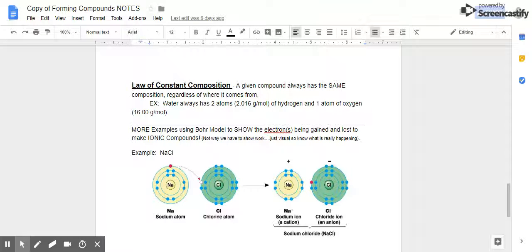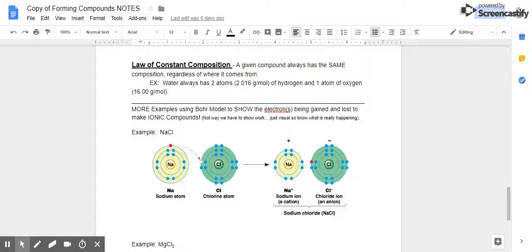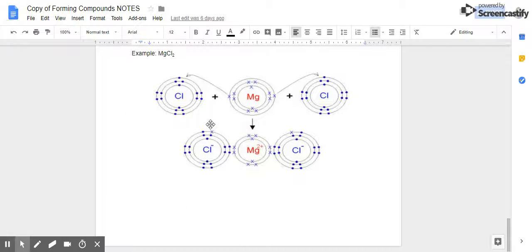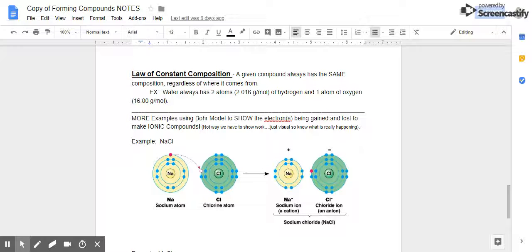The last thing is the law of constant composition. So that says that a given compound always has the same composition regardless of where it came from. I'm not going to go into a super deep example of all of these, just because we haven't looked at these sorts of models yet. But basically, all you guys need to know is that they're always going to be the same. So a sodium is always going to be a sodium, no matter where it comes from, how it comes from. It's always going to be that exact same thing.